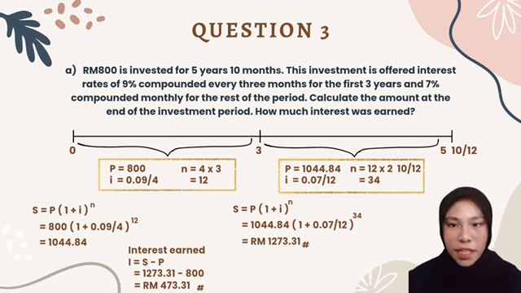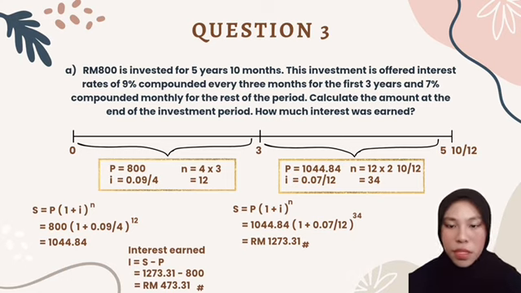Question 3. A. 800 ringgit is invested for 5 years 10 months. This investment is offered interest rates of 9% compounded every 3 months for the first 3 years and 7% compounded monthly for the rest of the period. Calculate the amount at the end of the investment period. How much interest was earned? First we draw the timeline, and then from the statement we identify and write down the information on the timeline. For the first term, P is equal to 800, i equal to 0.09 over 4, n equal to 4 times 3 equal to 12.